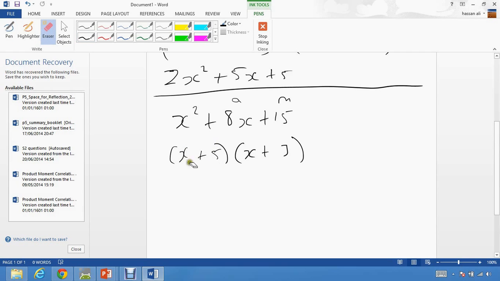The x squared should not be there. It should be x plus 5 and x plus 3. If you multiply this out, it gives x squared plus 8x plus 15.